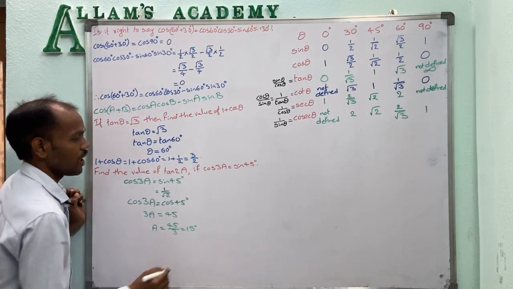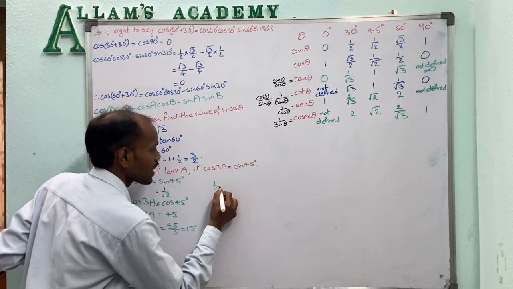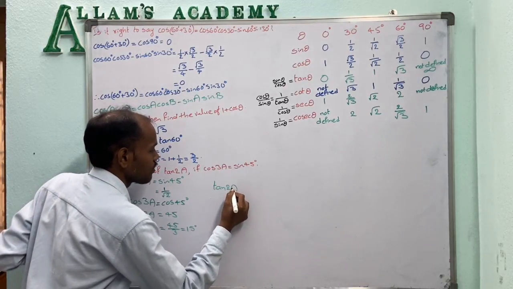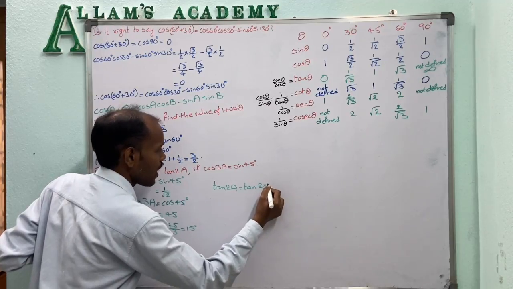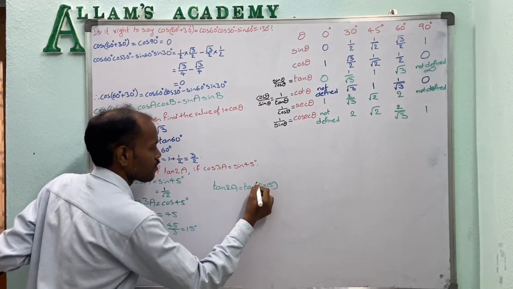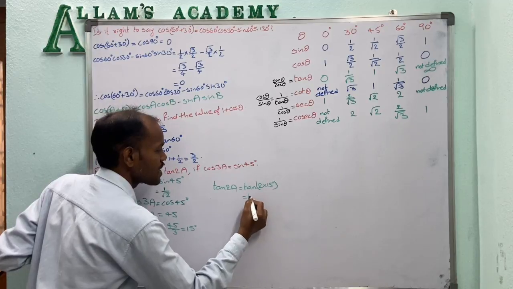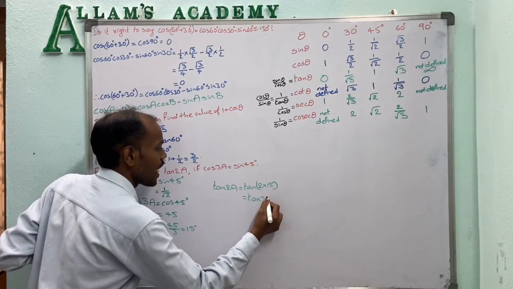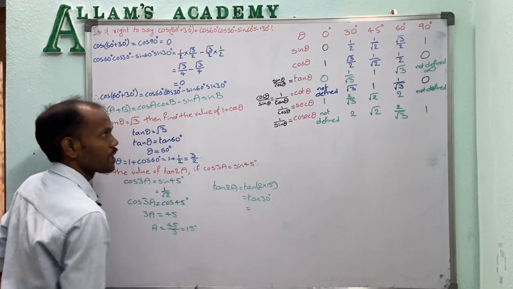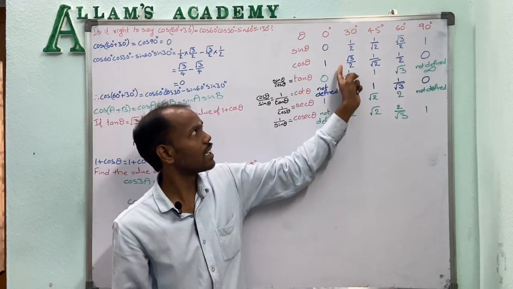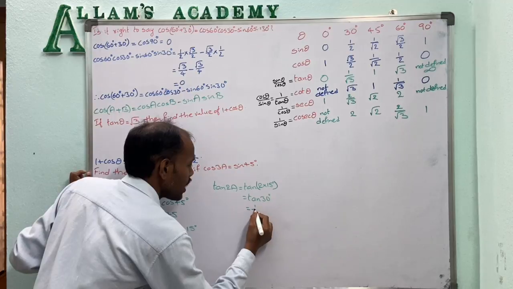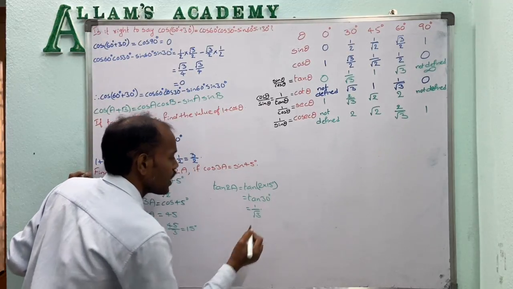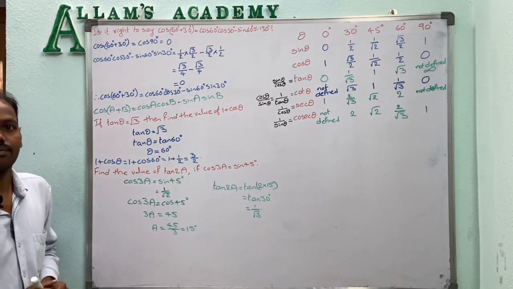Now we have to find tan 2a. So tan 2a equals tan 2 into the a value, which is 15. So 2 15s are 30. So tan 30. From the table, tan 30 equals 1 by root 3. So the tan 2a value is 1 by root 3.